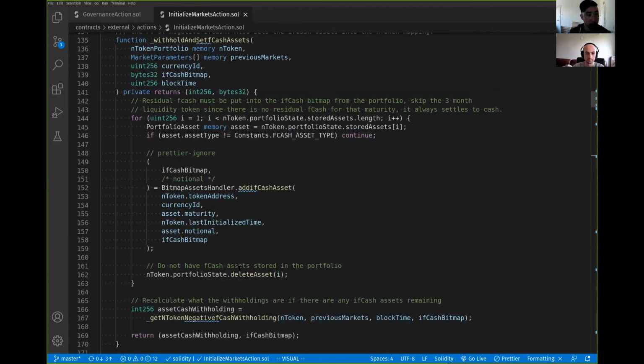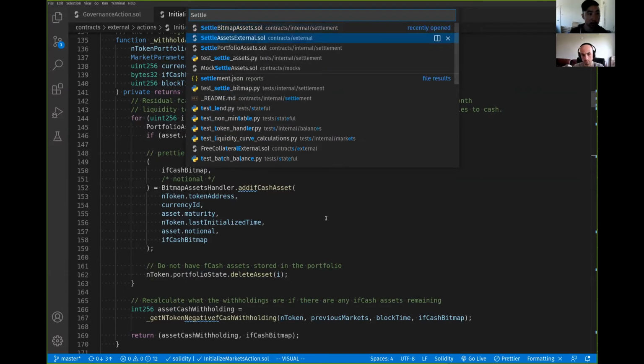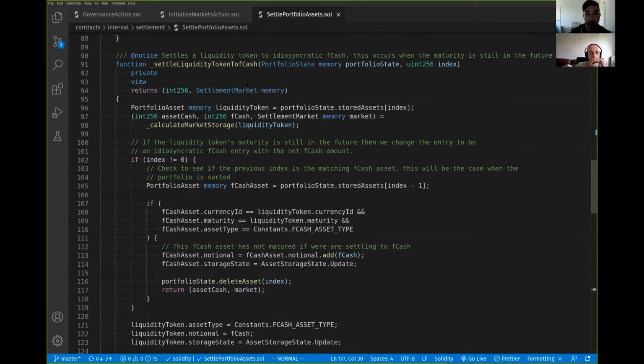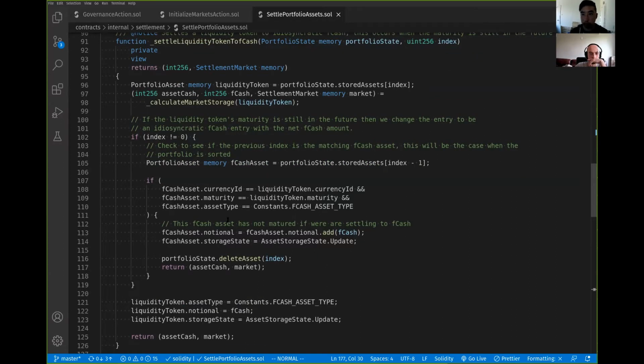Now, the next thing that we do is we withhold and set the Fcash assets. You'll note in the settle portfolio method, when we settle liquidity tokens, if there's no matching Fcash asset, maybe it's best just to look at this again. When we settle a liquidity token to Fcash, the remaining Fcash asset will be the Fcash residual. When we do this in the end token portfolio, since there will be no matching Fcash assets, all the liquidity tokens will be updated to reflect simply the Fcash residual.